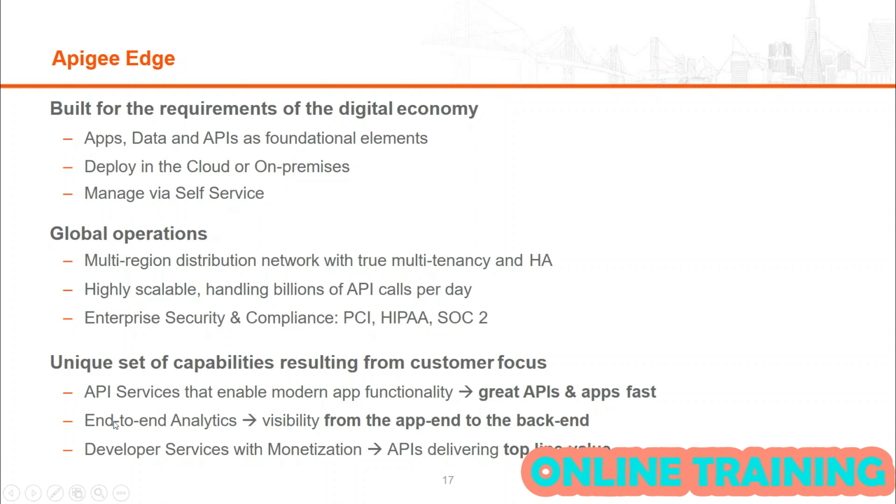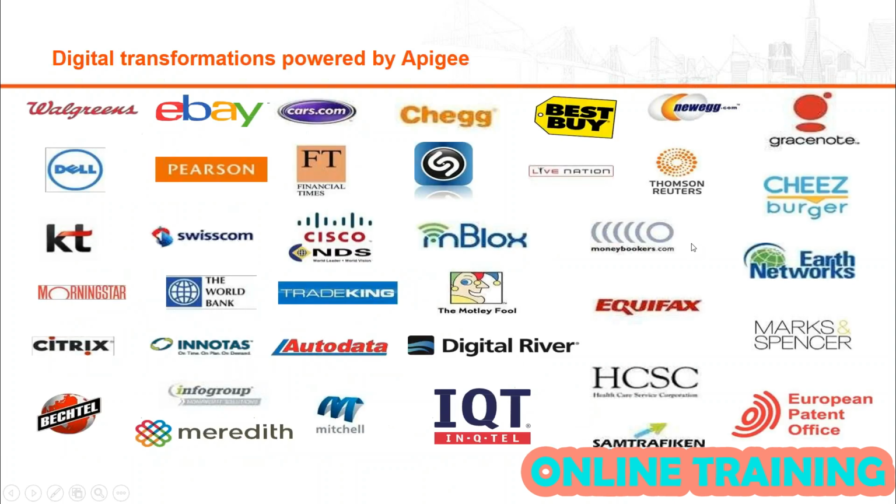Again, end-to-end analytics, modern app functionality. You can create your own apps. There is monetization and developer services. Monetization means, if required, money and all those things, so that can be given. And these are different digital clients that use APG these days. You might know some of them: Dell, eBay, Cars.com, Best Buy, Marks and Spencers, Autodata. You might have heard some of these, correct? Yes, yes ma'am.